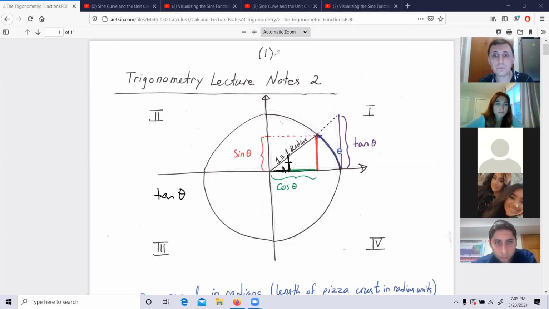And so I decide to take the perpendicular right over here. So this segment is of size 1.